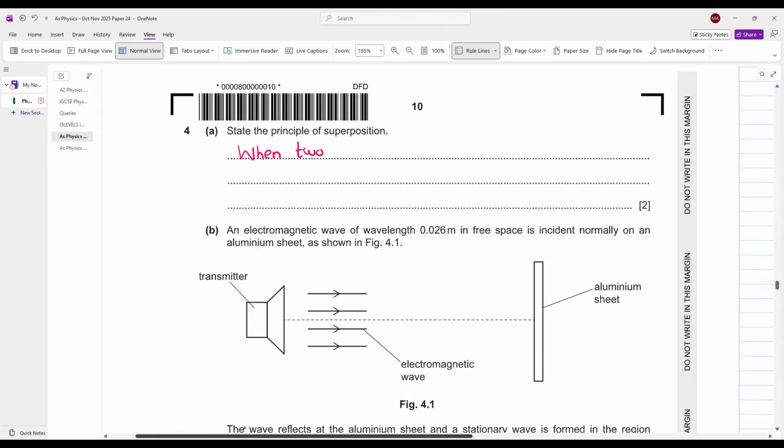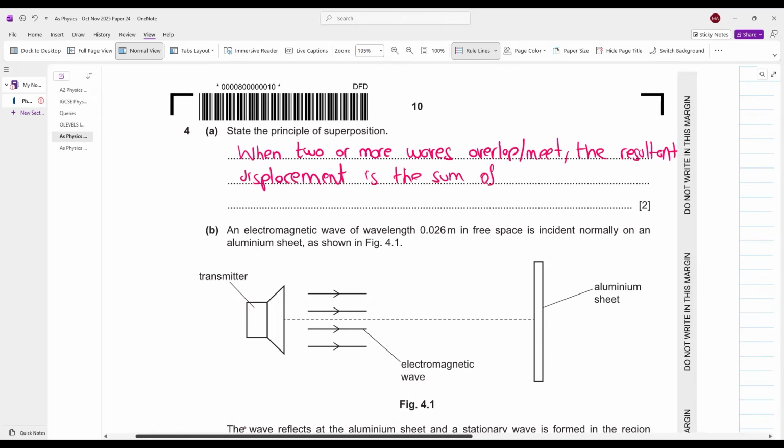or more waves overlap slash meet, the resultant displacement is the sum of individual displacements of the wave.